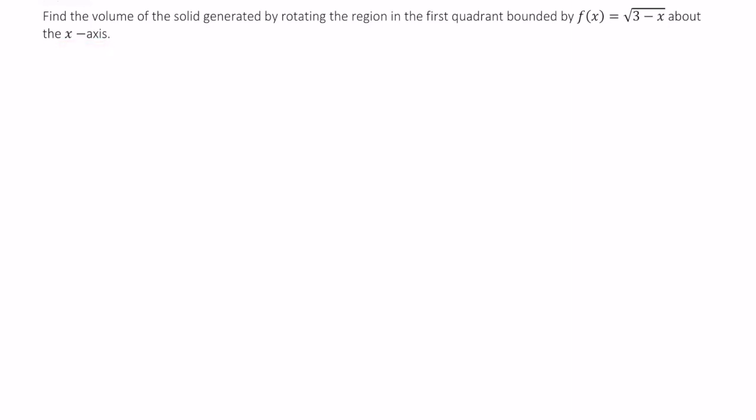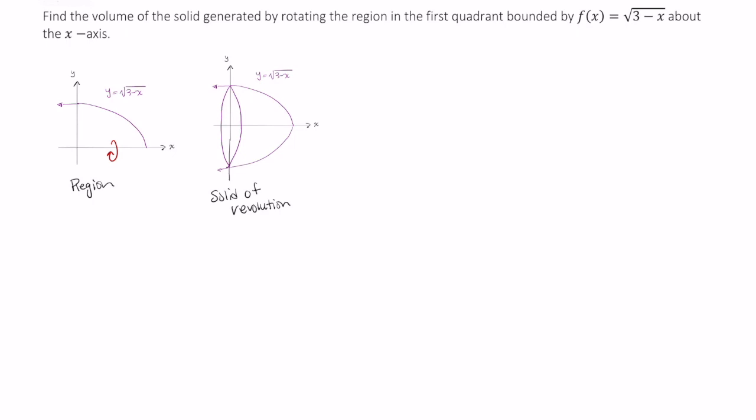Now for problems like these, it's always a great start to begin with a picture. So let's start with a picture. Here's a sketch of our region, and in fact this is the region we're looking at. This is the region that we'll be rotating, and we'll be rotating this region about the x-axis. So let's draw the resulting solid. So here is the resulting solid.